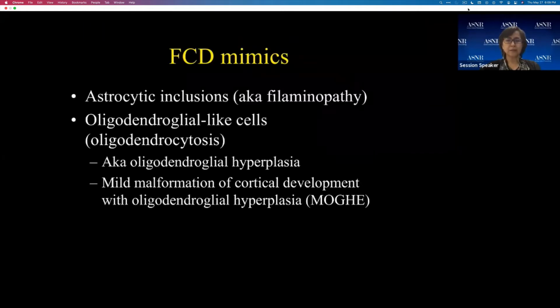So moving on to mimics of focal cortical dysplasia. There are 2 entities that can mimic focal cortical dysplasia on imaging. These are astrocytic inclusion, also known as filaminopathy, and oligodendroglial-like cells. Several terms have been linked to oligodendroglial-like cells, including oligodendrocytosis, oligodendroglial hyperplasia, and mild malformations of cortical development with oligodendroglial hyperplasia, also known as MOGHI.